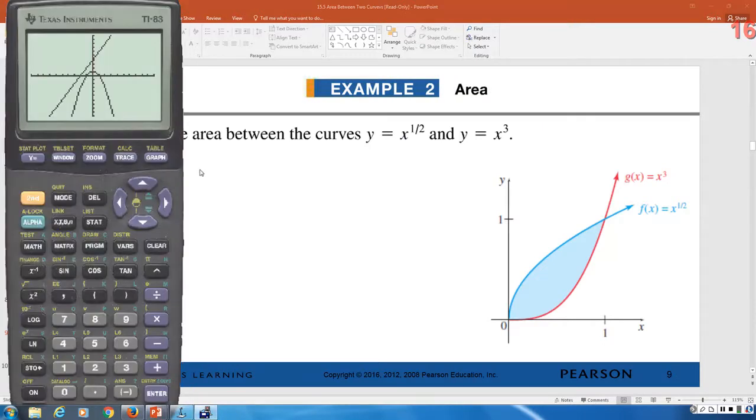Example two wants us to find the area between these two curves. Y is equal to x to the 1/2 power, in other words, square root of x. And y is equal to x cubed. So just go to your menu for your y equals and put in x to the 1/2 power, or go ahead and convert it to a square root if you want to. And then put in y is equal to x cubed. And I'm going to stick with the standard window at first. So I'm just going to go ahead and hit graph.